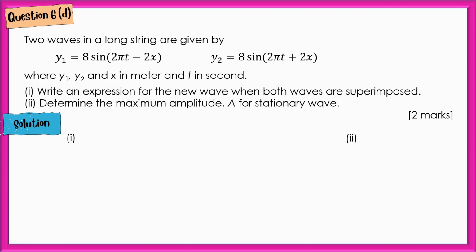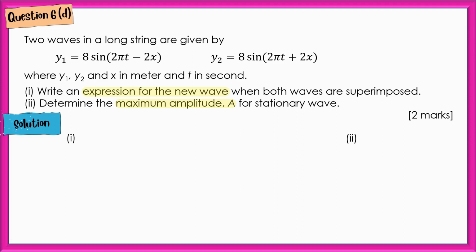Question 60. Two waves in the long string are given by equation y1 equal to 8 sine (2 pi t minus 2x) and y2 is equal to 8 sine (2 pi t plus 2x), where y1, y2 and x in meter and t is in second. You need to write an expression for the new wave when both waves are superimposed, and you need to determine the amplitude for the stationary wave.